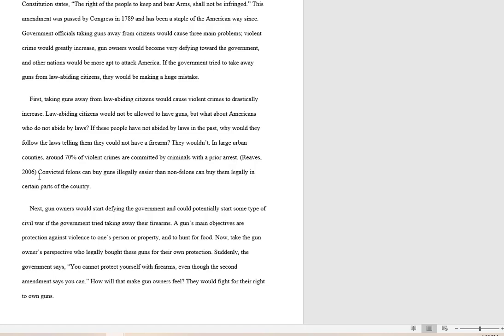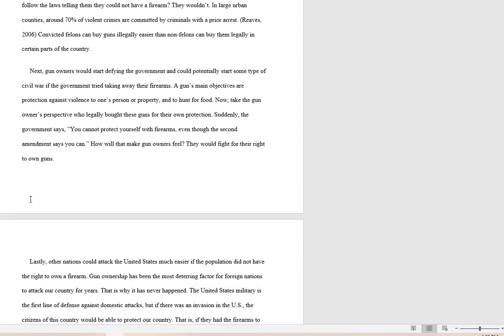Now take the gun owner's perspective, who legally bought these guns for their own protection. Suddenly the government says you cannot protect yourself with firearms, even though the Second Amendment says you can. How will that make gun owners feel? They would want to fight for their right to own guns.